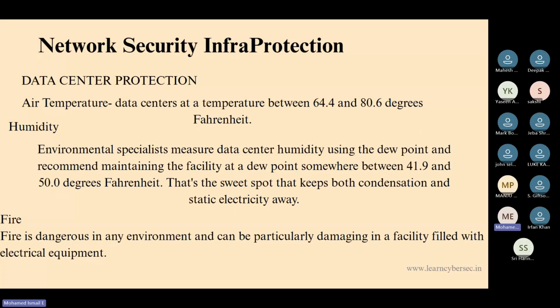Now, network security infrastructure protection. How can data centers be protected? Considering the time, we will go quickly. For data center protection, when we are handling devices, a data center being full of computers and servers, we need to make sure the air temperature is between 64.4 and 80.6 degrees Fahrenheit. Humidity: environmental specialists measure data center humidity using the dew point and recommend maintaining the facility at a dew point somewhere between 49.9 and 50.0 degrees Fahrenheit. From an exam standpoint, just memorize the air temperature for a data center: 64.4 to 80.6 degrees Fahrenheit is the recommended range.